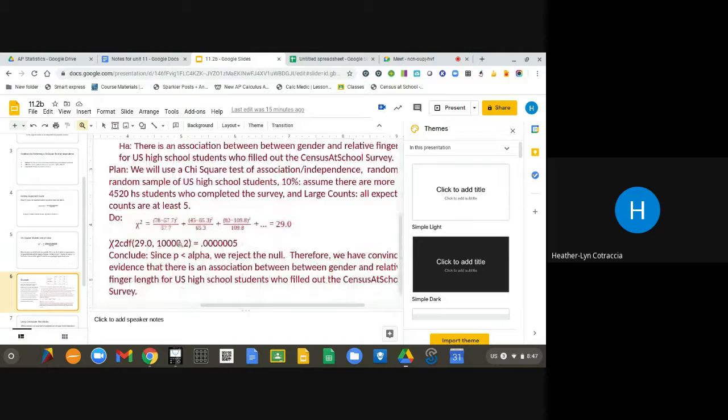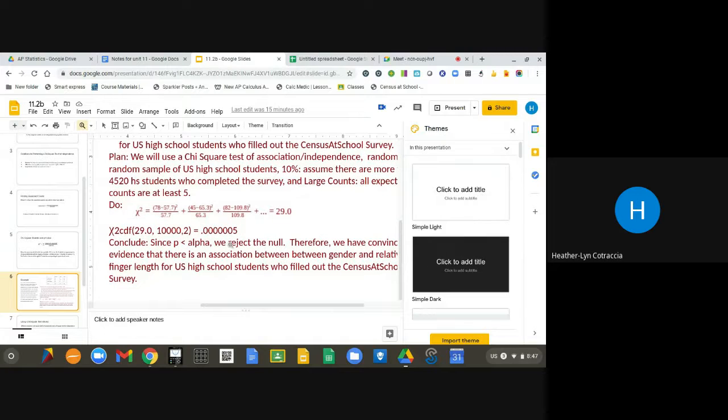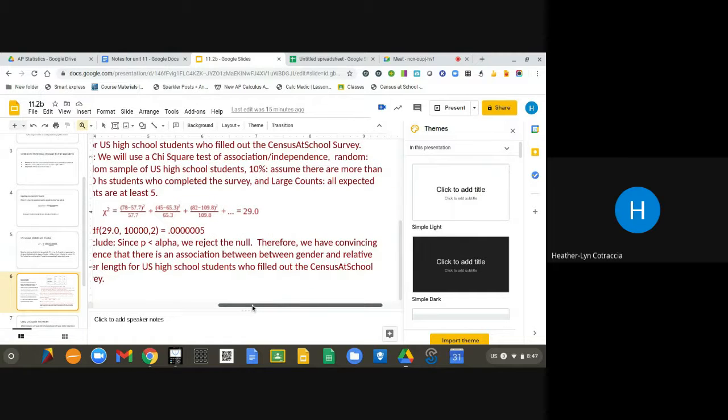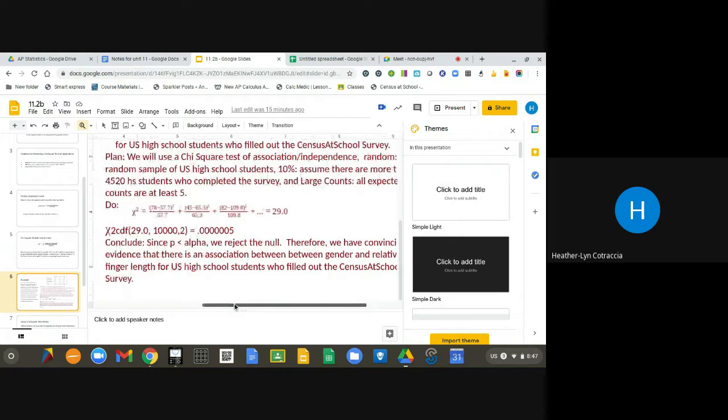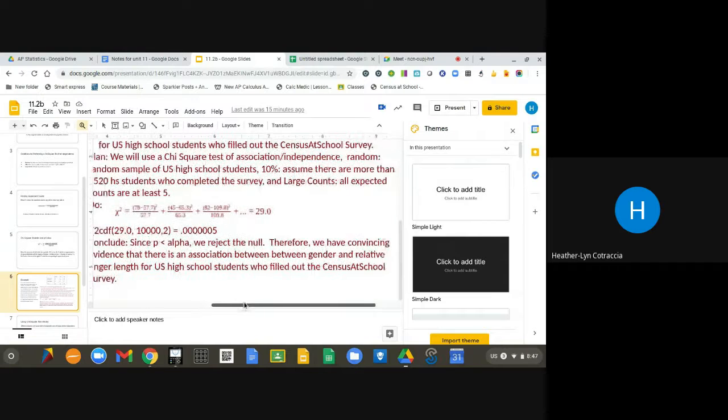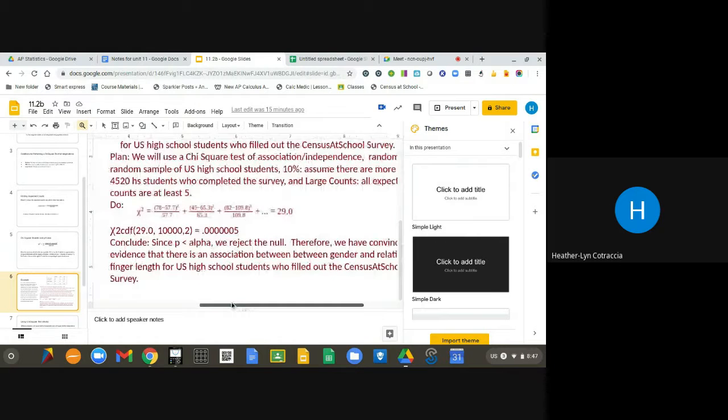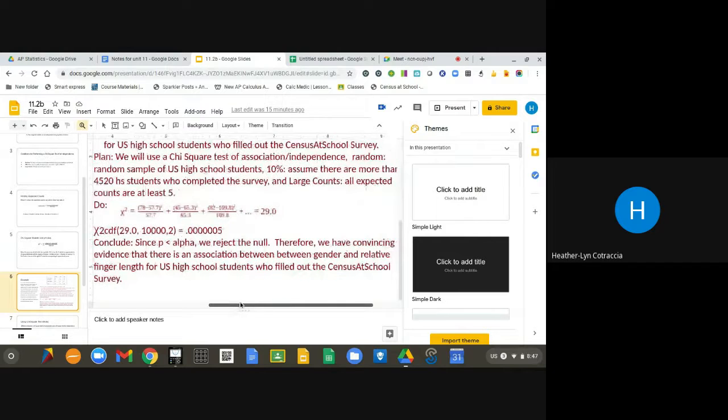And then those should be labeled as minimum, maximum, and degrees of freedom. It gives me that value right there, which is my p-value. Since p is less than alpha, we reject the null. If p is small, we reject the null. Therefore, we have convincing evidence, because you always go back to talk about the association. If we've rejected the null, then we have convincing evidence that there is an association between gender and relative finger length for U.S. high school students who filled out the Census at School survey.